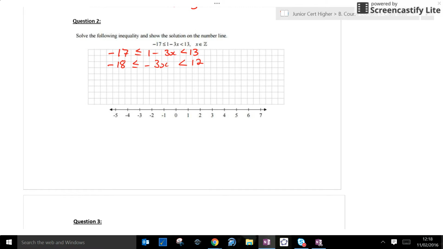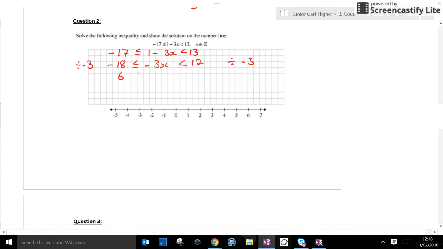Now our next step is to divide by minus 3. Again, we need to divide every term by minus 3. The reason we do this is because when we divide negative 3x by minus 3, we get positive x, which is the value we're looking for. Minus 18 divided by minus 3 is positive 6.